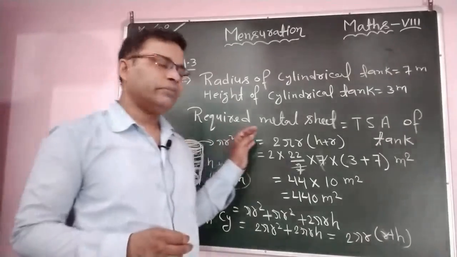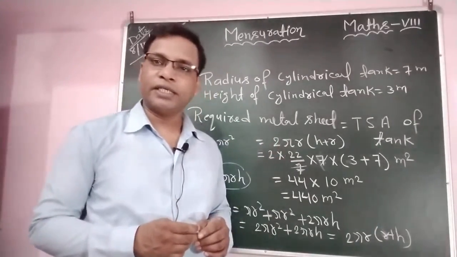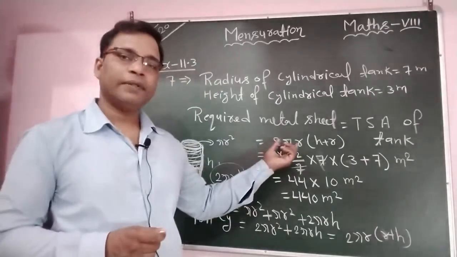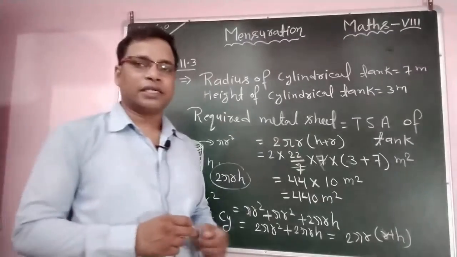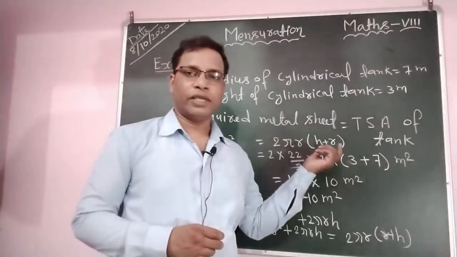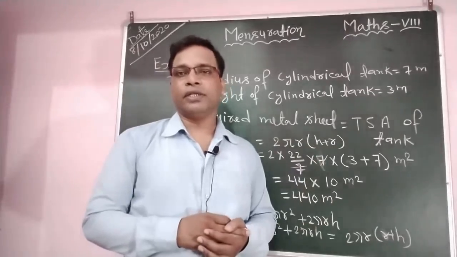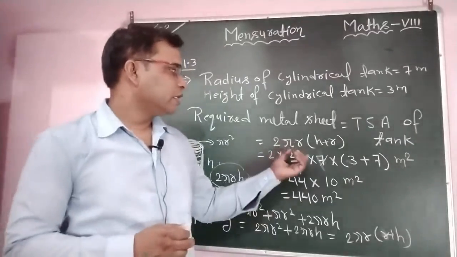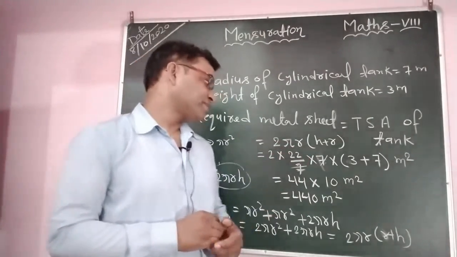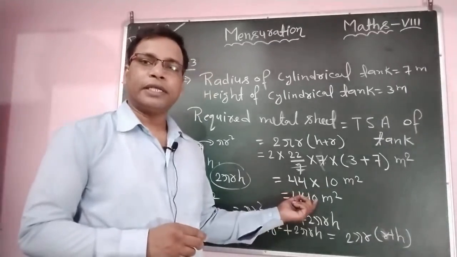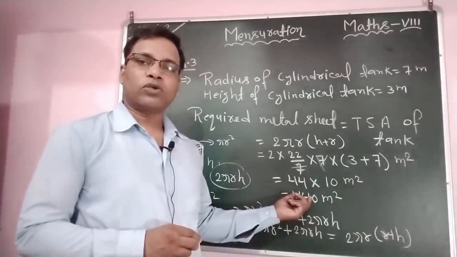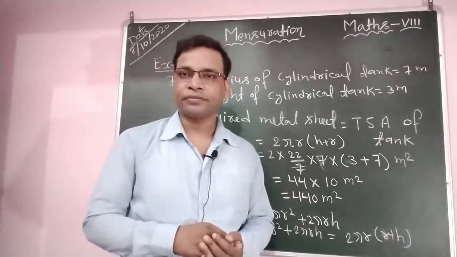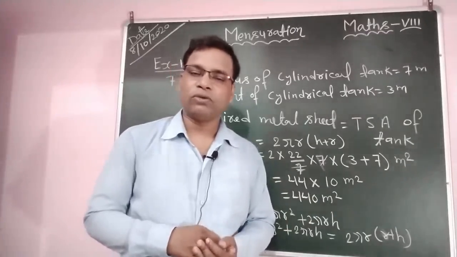Find the metal required to make the cylindrical tank whose height is 3 meters and radius is 7 meters. So this is the formula: TSA of cylindrical tank equals 2 pi r into h plus r, where r represents the radius of the cylinder and h represents the height of the cylinder. If you put in the values of r and h, then you obtain 440 meter squared. This is the metal required to make that cylindrical tank whose height is 3 meters and radius is 7 meters. I hope all of you understood this question.